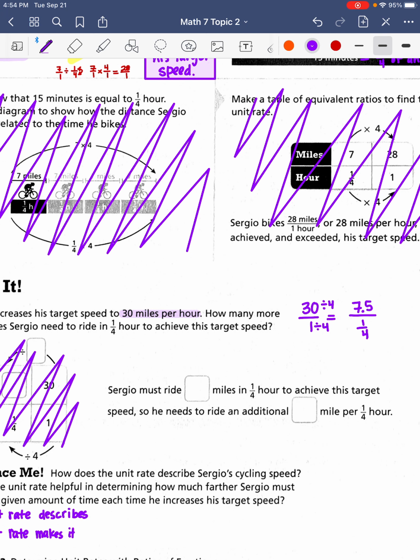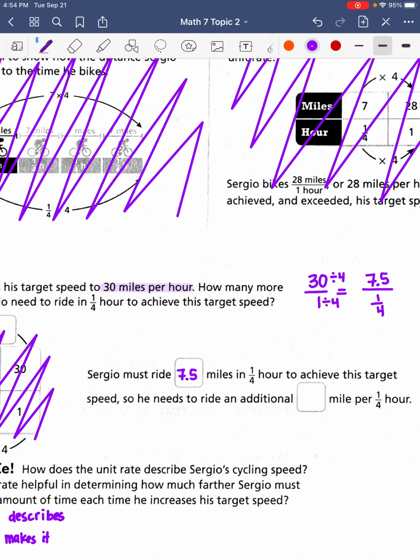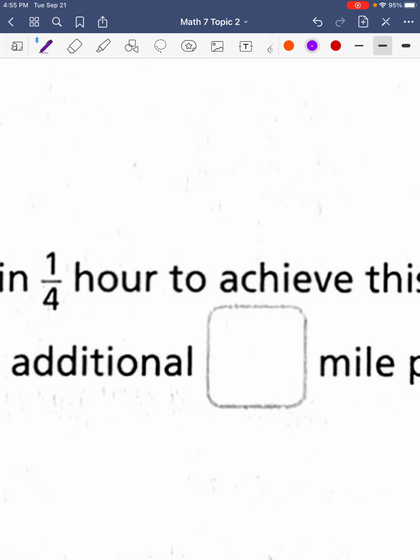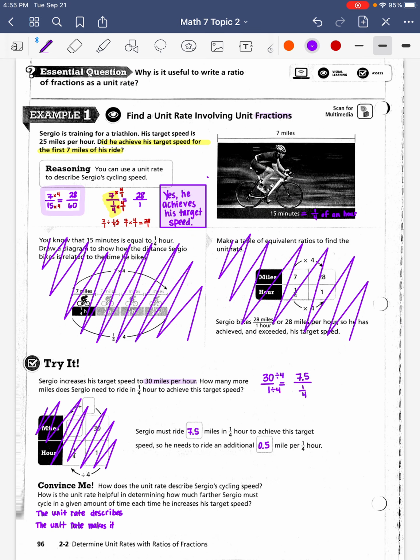So Sergio must ride 7.5 miles in 1/4 of an hour to achieve his target speed. So he needs to ride an additional 0.5 miles per hour. Because remember at the top, he was only biking 7 miles in 1/4 of an hour. So he needs to go an additional 0.5 miles in order to achieve his new target speed.